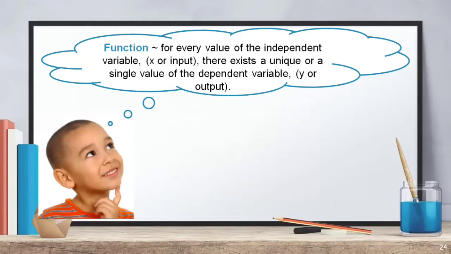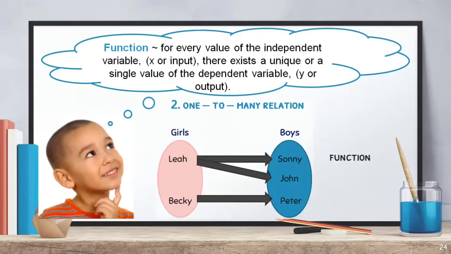Okay, how about number two? One-to-many relation. Is this a function or a relation? Okay, so we have there, Leah is mapped to Sunny and as well to John. Does our representation satisfy the definition of a function? So for every element of x, there exists one or single value of y. No, that is right. It is not a function.